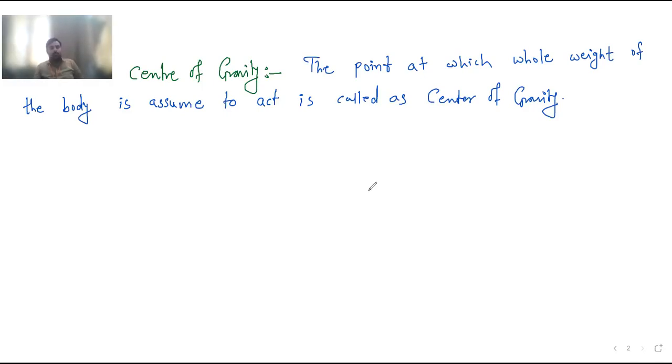Okay. So the point at which the whole weight of the body is assumed to act. See, in the definition itself, the words are 'assumed to act'. It means we assume that the weight is acting like that. So that is called the center of gravity.